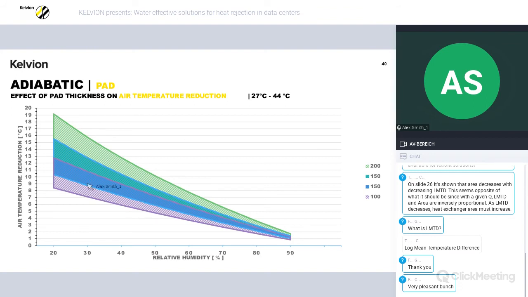There we go. So these three areas show the possible air temperature reductions achieved by a 100 millimeter pad, which is shown by the purple area, a 150 millimeter pad shown by the blue area, and a 200 millimeter pad shown by the green area. For ambient temperatures between 27 degrees on the minimum of that box and 44 degrees at the top of each one, and for relative humidities between 20% and 90%.